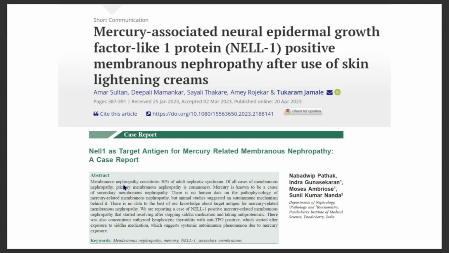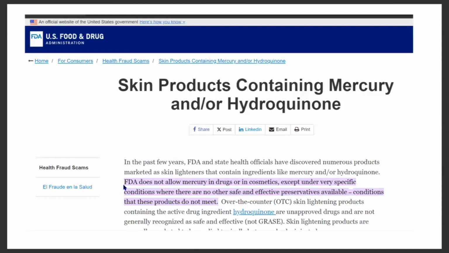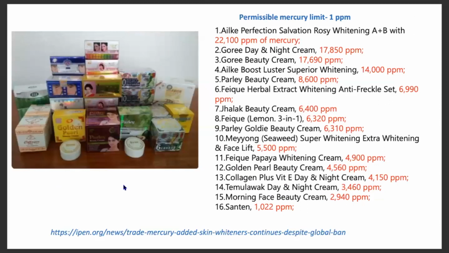So what was in this face cream was the question. Why was this association with face cream so important? Once the toxicological studies were done on these cases, we realized, and this is a circular which has been released by the US FDA last month, that skin products containing mercury and hydroquinone have been delineated by the FDA. So this is the picture they had come up with. This is not my thing. This is an FDA warning.